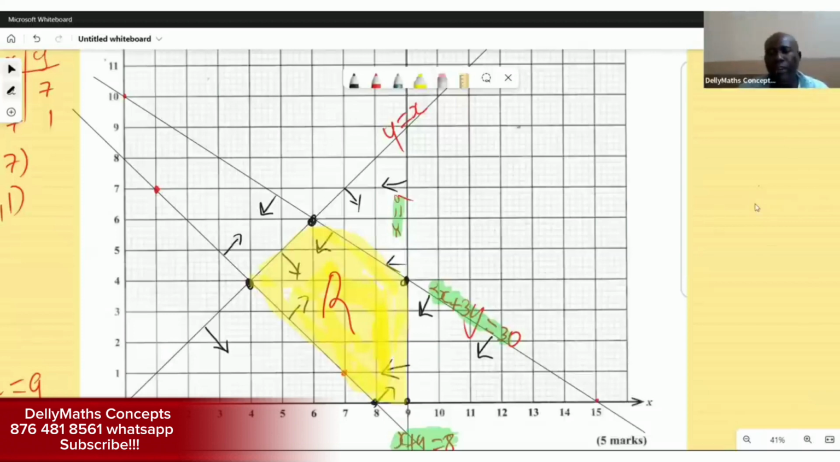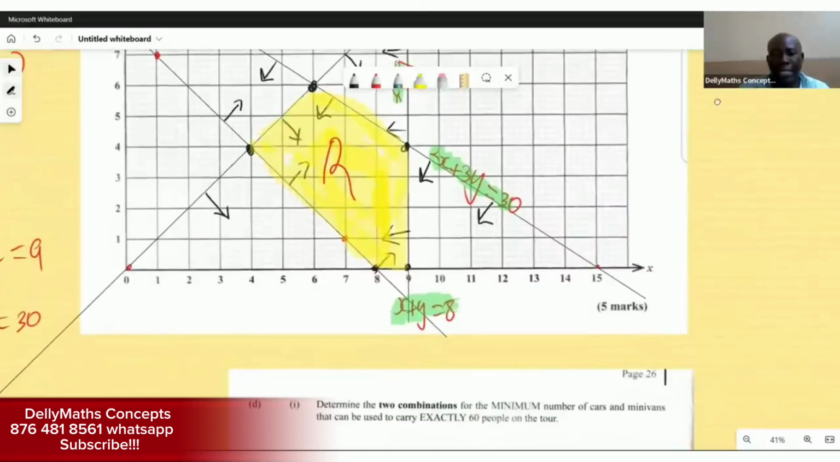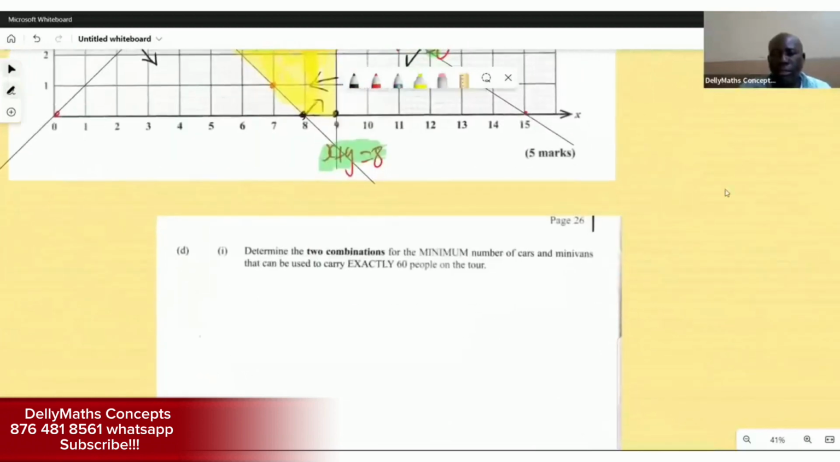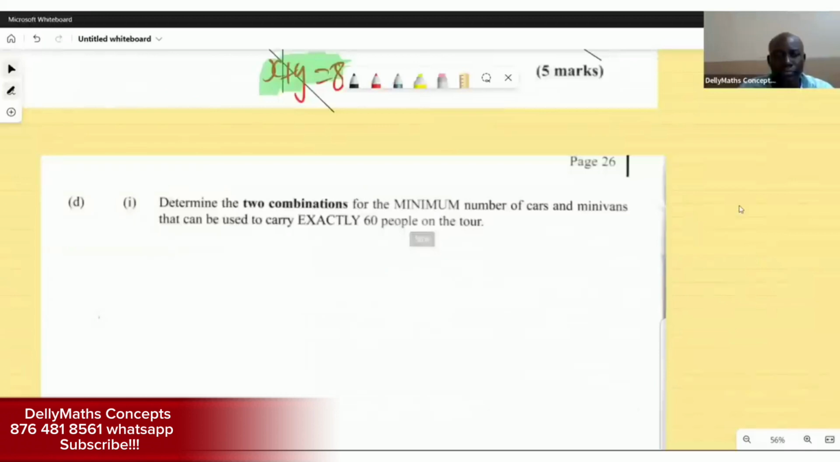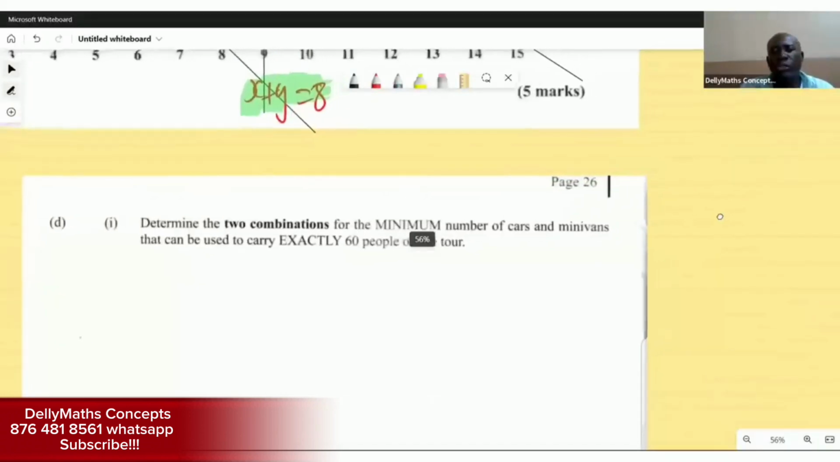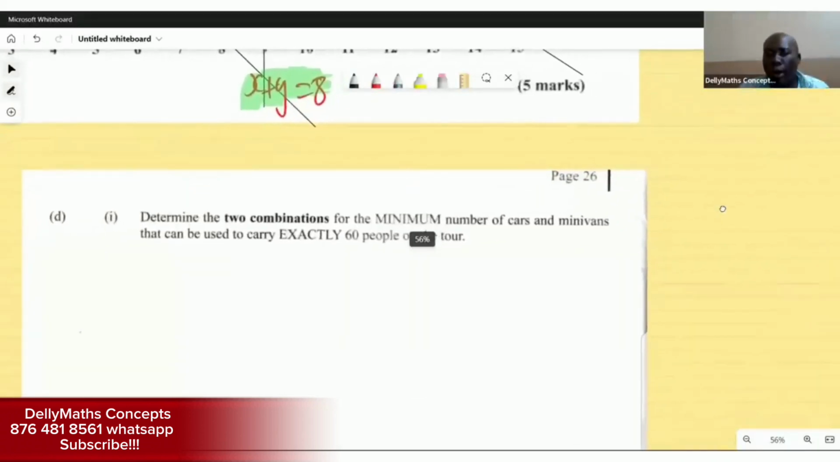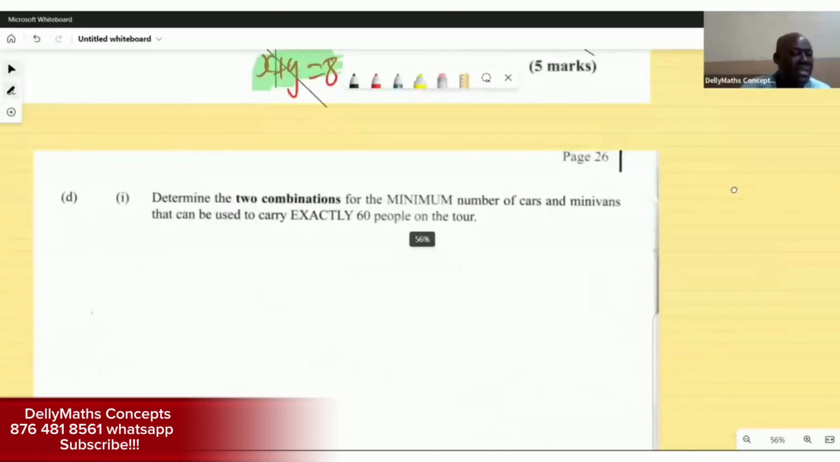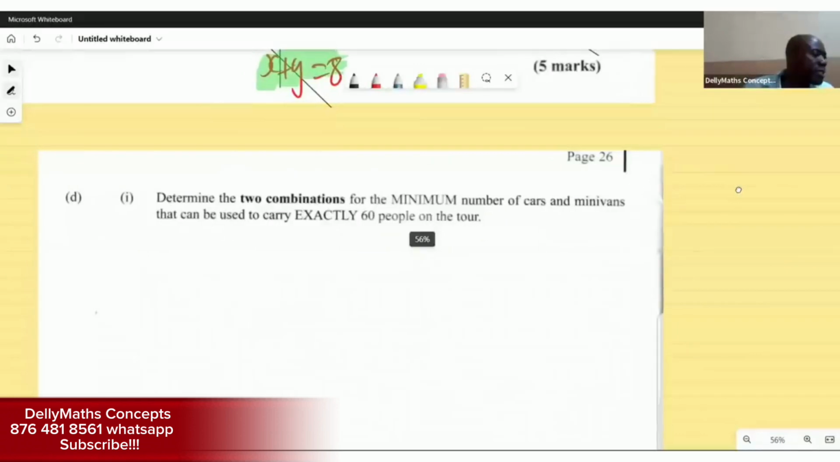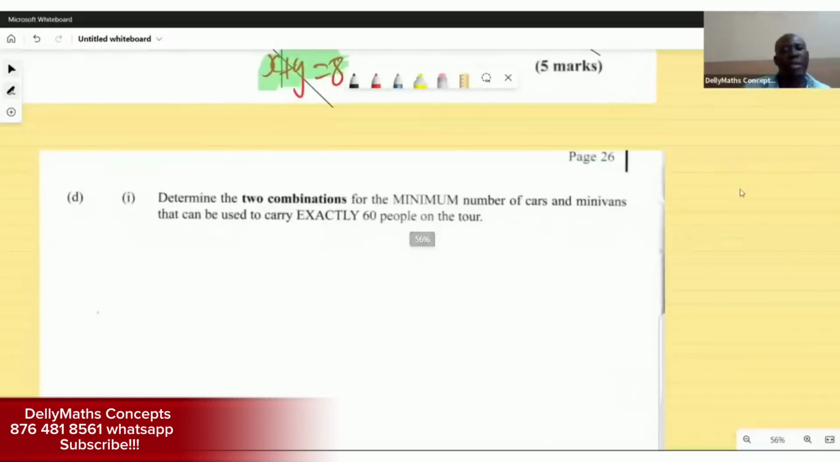All right, so there it is. Let's see the next question that follows. We might have to go back to look, depending. So let's see what the question is. It says here, determine the combination for the minimum number of cars and minivans that can be used to carry exactly 60 people. We want to know the combination that can be used to carry exactly 60 people.